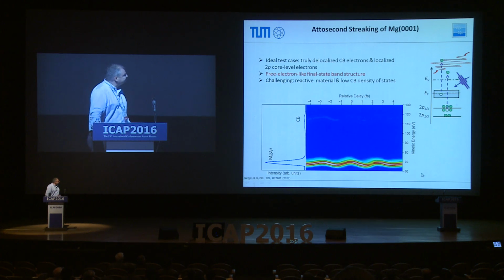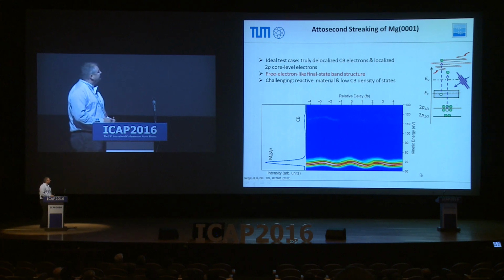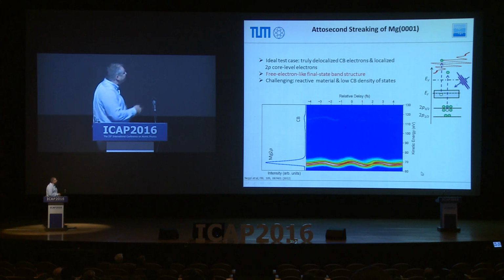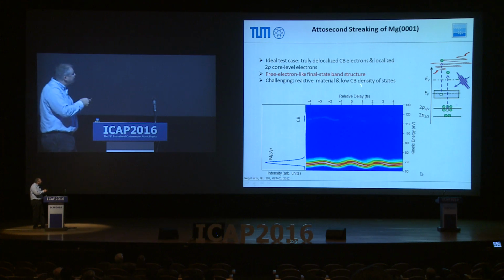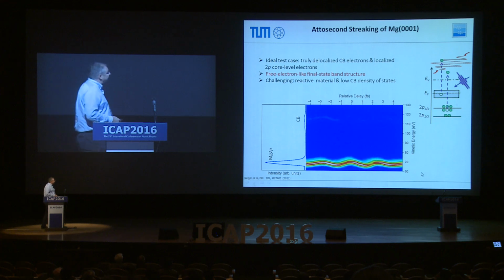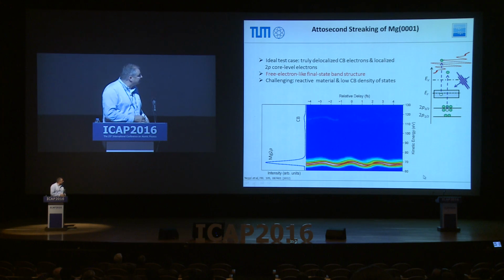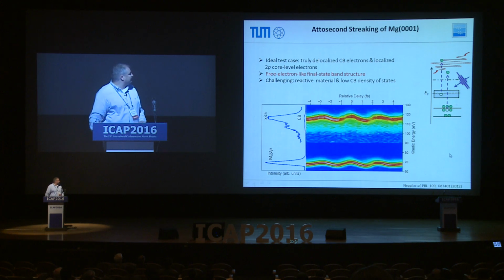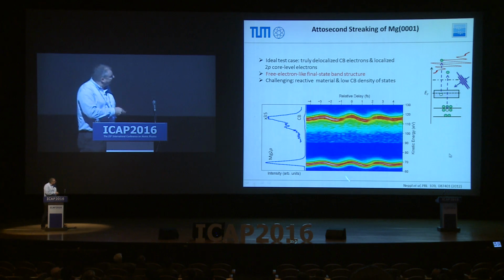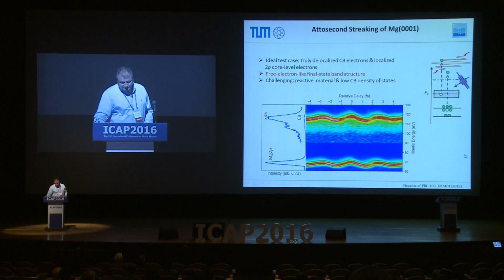And therefore, we were looking into magnesium, because magnesium is a cool test case because it has a truly delocalized conduction band, which is not the case for tungsten. And it has very well localized 2p core level electrons. And even more important, it has a free electron-like final state band structure, which makes our life easy in this case. It's challenging because it's reactive, and as you can see here or cannot see here, it has a very low density of states in the conduction band, so we have to multiply this by a factor so that we can compare the two streaking traces.